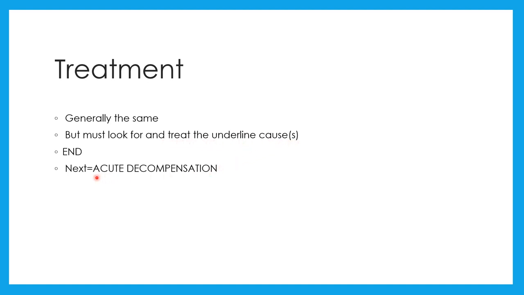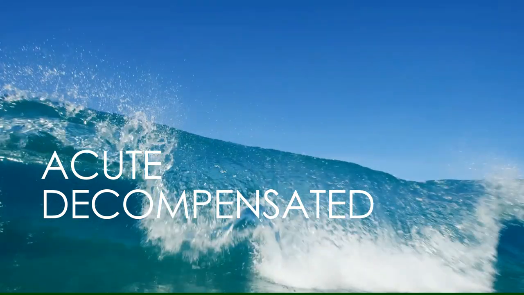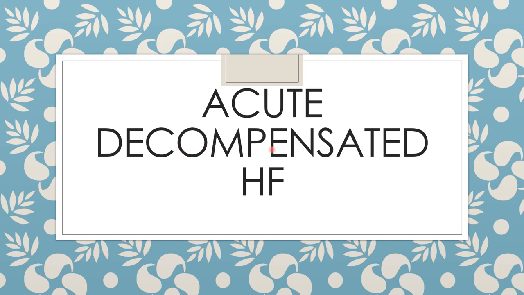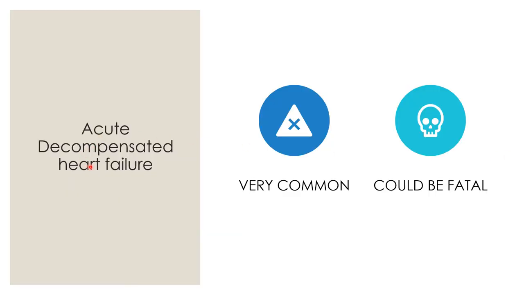The next presentation will be on acute decompensation of heart failure. Acute decompensated heart failure. This means that there is a sudden deterioration or worsening of the symptoms of heart failure, and sometimes it could be misdiagnosed as a respiratory pathology without adequate history and knowledge of the heart failure diagnosis in the affected individual. Acute decompensated heart failure is pretty common, but could be fatal.